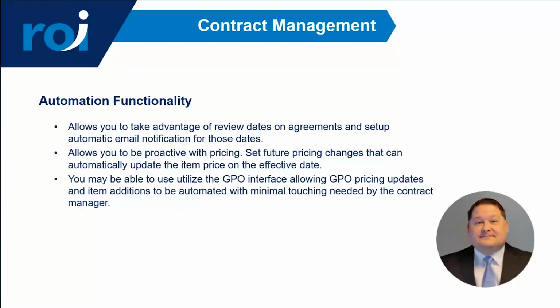When we were talking about automation functionality, it allows you to take advantage of the review dates on agreements and set up automatic email notification for those dates. That's something that, as I said at the beginning, a lot of times it takes more than 30 or 60 days to get that renewed contract, or even a brand new replacement done. So taking advantage of those review dates to try to get the replacement or the update taken care of and started as quick as possible is paramount.